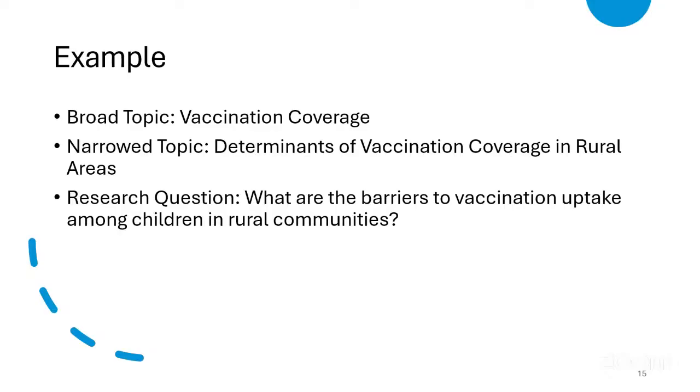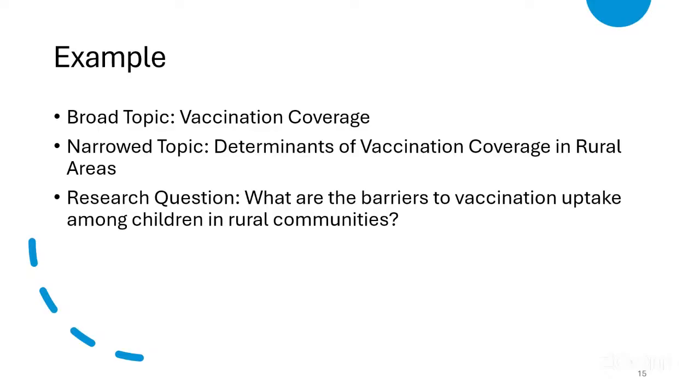Which vaccination are you interested in? Is it HPV vaccination? Is it penta vaccination? Is there a particular type of vaccination you're interested in? You can narrow down that broad area you have identified to something more specific, and from there frame your question. So: what are the barriers to vaccination uptake among children in rural communities?